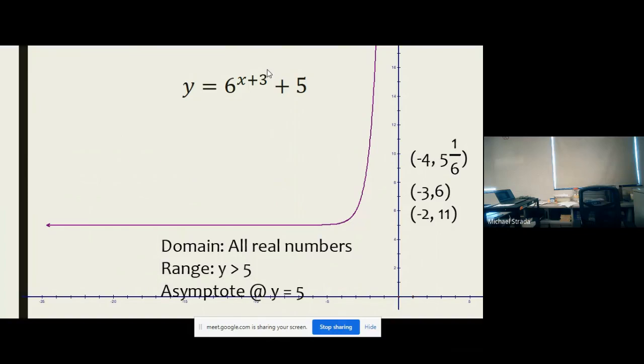The negative 1 minus 3 gives you the negative 4. The 0 minus 3 gives you the negative 3. The 1 minus 3 gives you the negative 2. Because when you plug those in now, for example, if I plug in negative 2 plus 3 is 1. 6 to the 1 is 6, 6 plus 5 is 11. Good? So you just do the opposite of whatever that is. If there's a coefficient, I don't think there is one, then you have to set it equal.